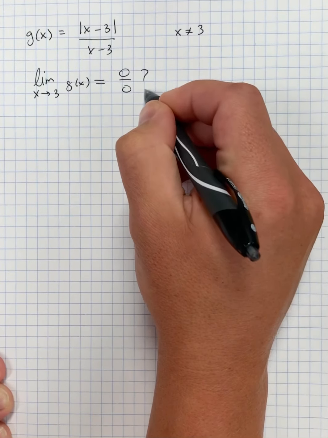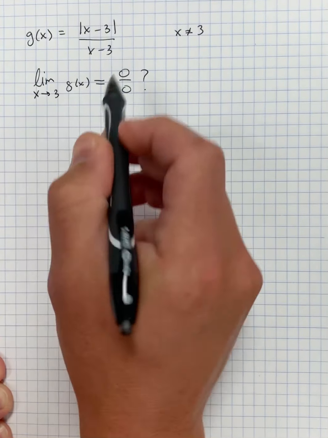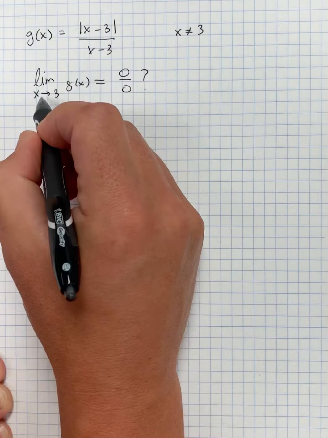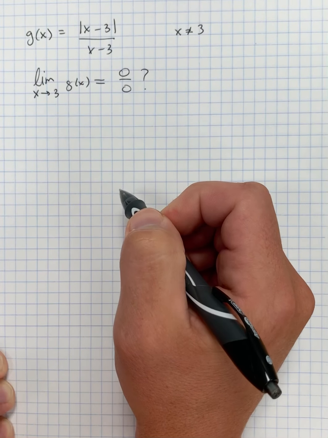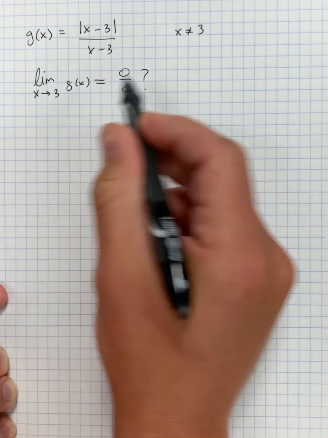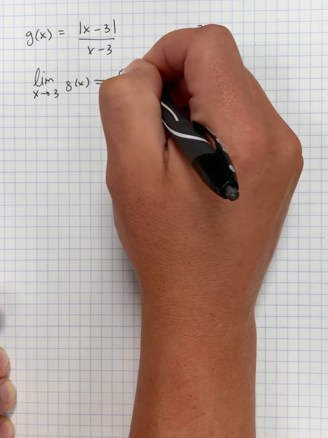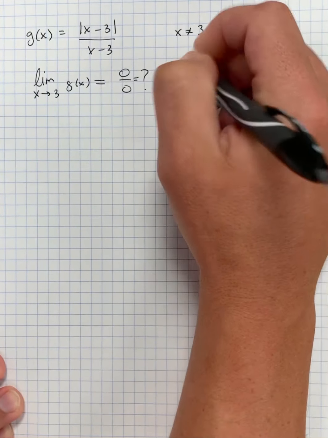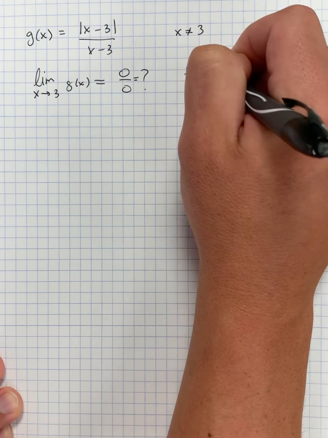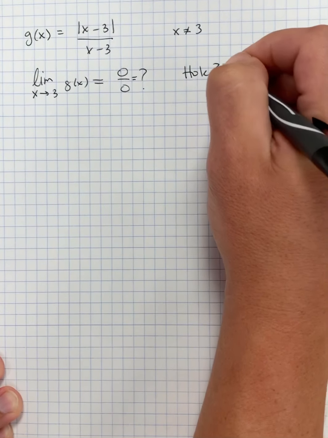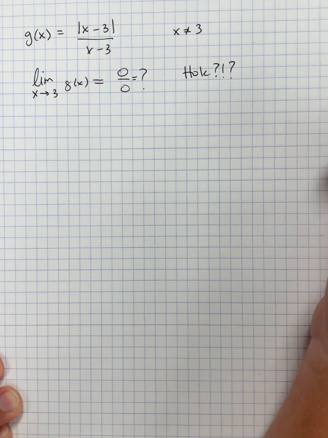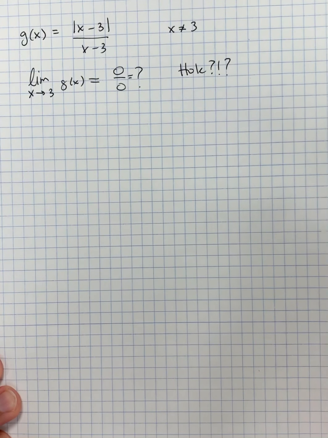Now, this is an interesting point, and be careful. You don't want to write that this limit equals 0 over 0, especially not on your AP test, because that's not what it equals. Right now, we're not sure what this thing equals. This is an indeterminate form. I'm guessing maybe because of this 0 over 0, maybe there's a hole there. That's my first guess, but I'm not really sure yet. I need to do some more investigation.